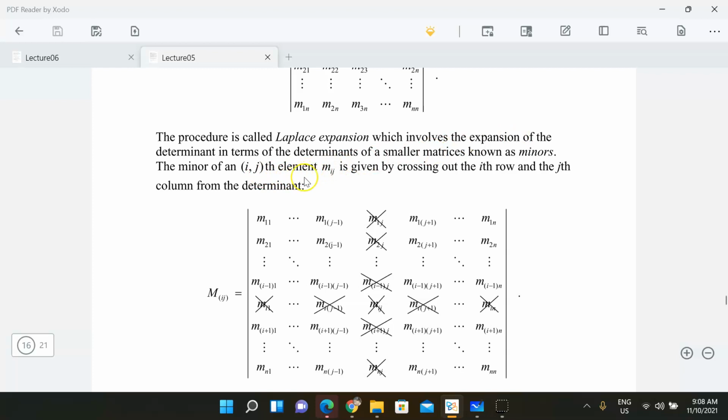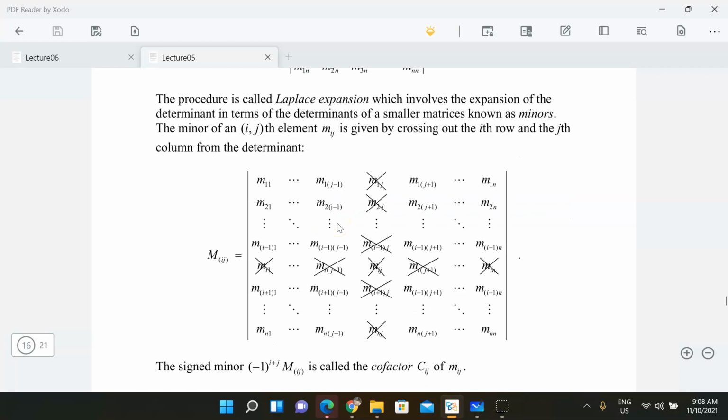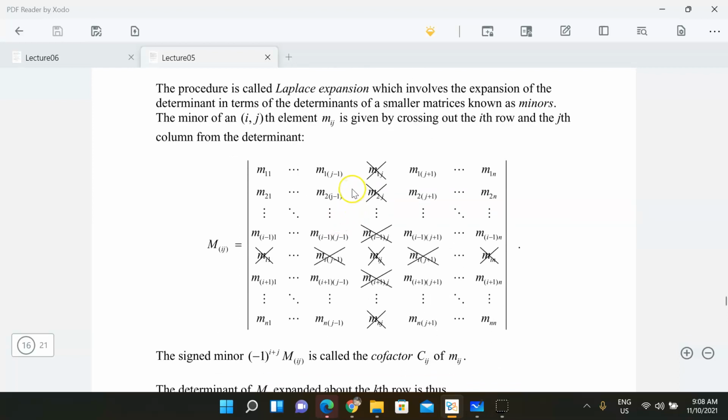Given the ijth element, so you take the matrix M, the matrix M earlier given by these numbers here, M11, M12. So you take the general element here, Mij. So the minor of the ijth element is essentially crossing out the ith row. Okay, remember the first index over here.